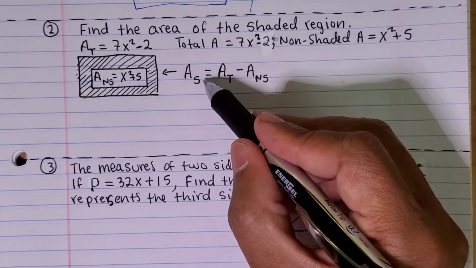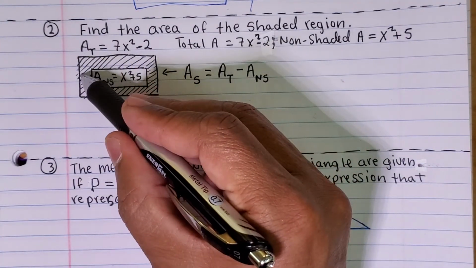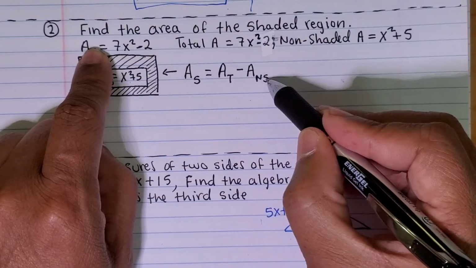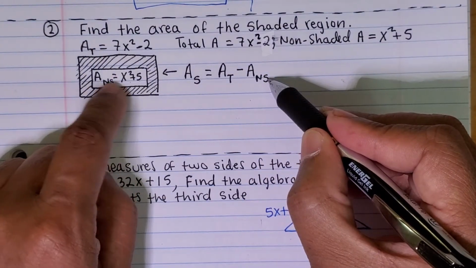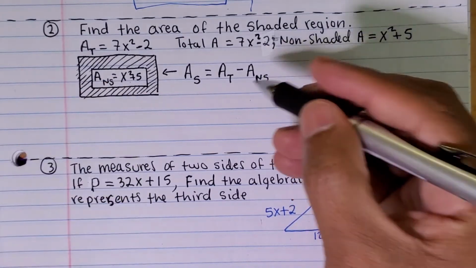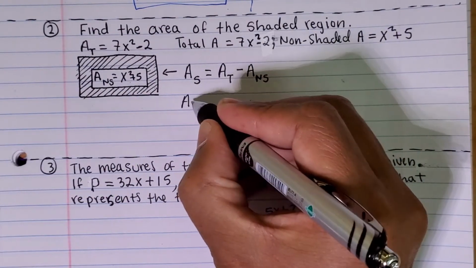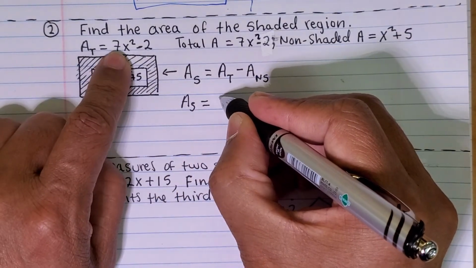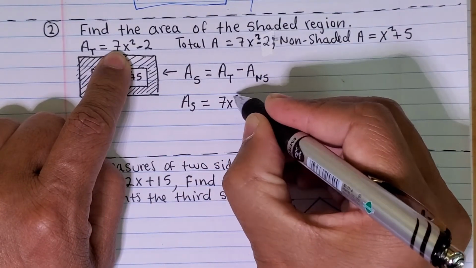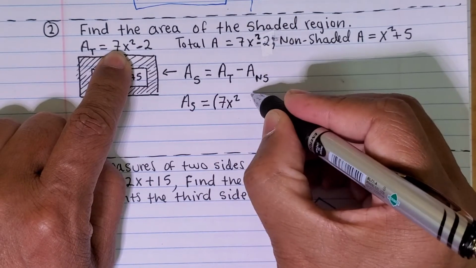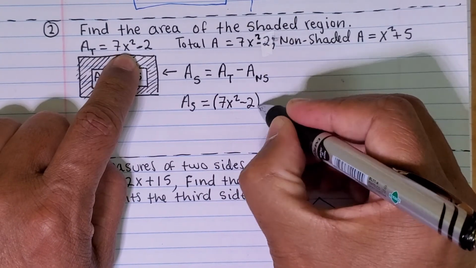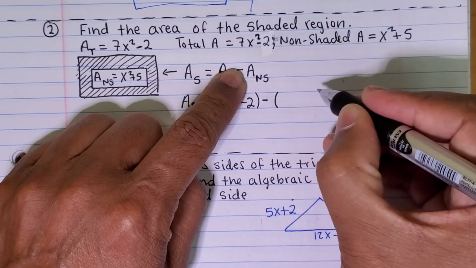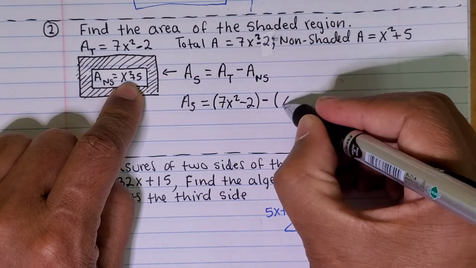So to find the shaded area, which is this area here, what we need to do is take the total area, which is this one here, and subtract the non-shaded area, which is this space here. So I'm just going to write that down. The shaded area is going to be equal to the total area, which is 7x squared. And I'm going to use parentheses here, and you'll see why in a moment. Minus 2. And then since I'm subtracting, minus open parentheses again. And this is x squared plus 5.